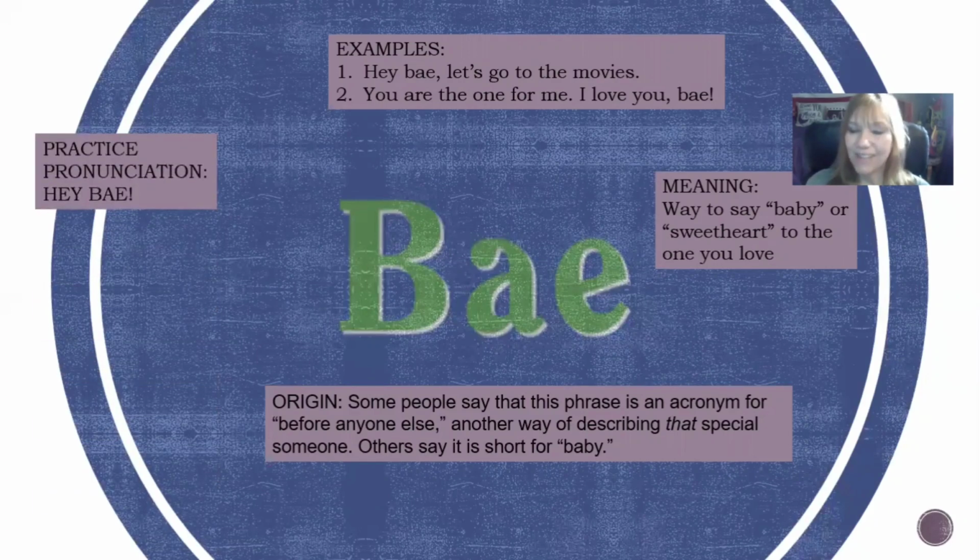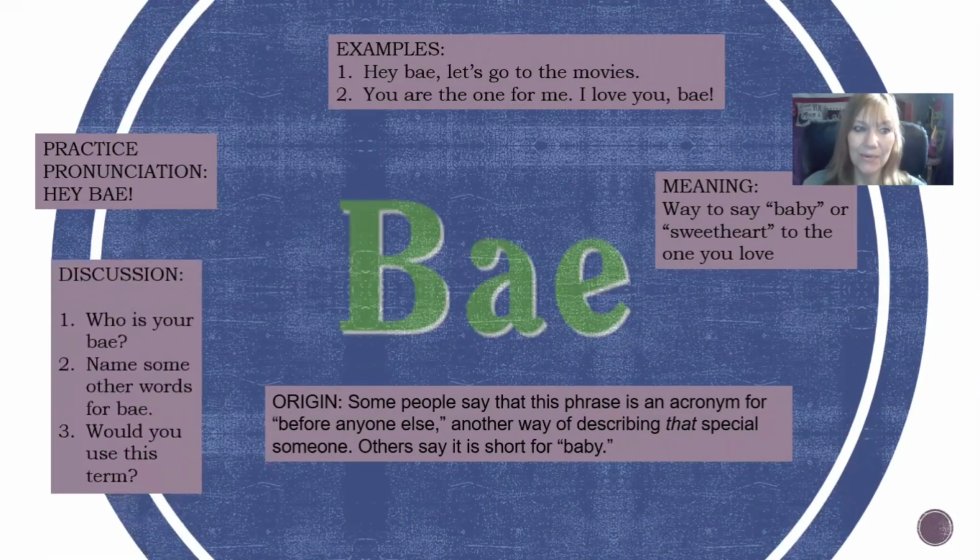So let's practice it. Can you practice the pronunciation with me? Let's try it. Hey, bae. So you're going to say it in kind of a soft way because it's like, hey, baby. Like you would say, hey, baby, hey, bae. It's kind of a cute way to say baby. So who's your bae? Do you have a bae? Think about it. Who's your bae? My bae is... who's your bae?